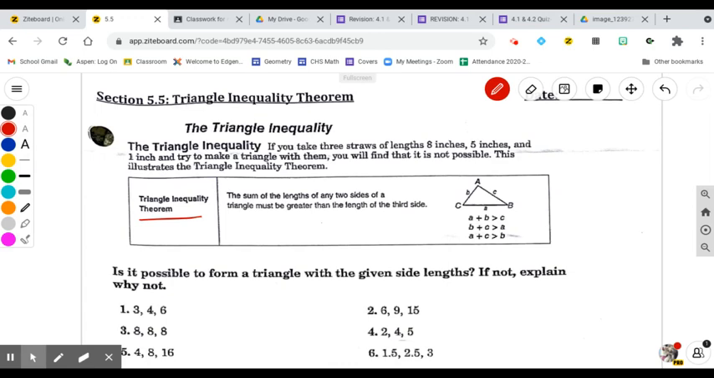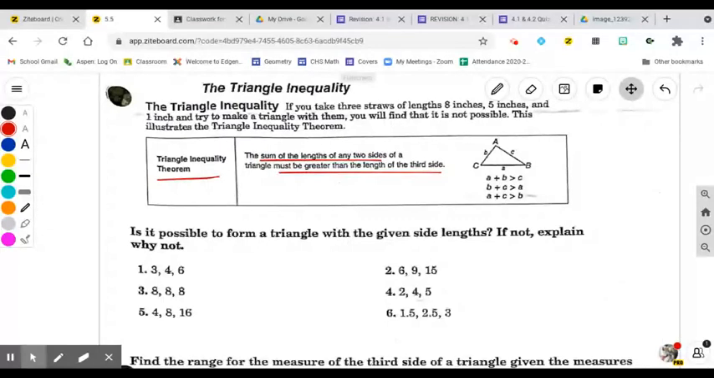Basically all it says is that in order to make a triangle, the sum of the lengths of any two sides must be greater than the length of the third side. So if you look at this picture here, if I were to add A plus B, it's going to be greater than whatever C is. And then if I were to add B plus C, these two together, it will be greater than A. And then if I were to add A plus C, these two, it would be greater than whatever B is. So that's what the triangle inequality theorem says, that two sides added together must be greater than the third side.